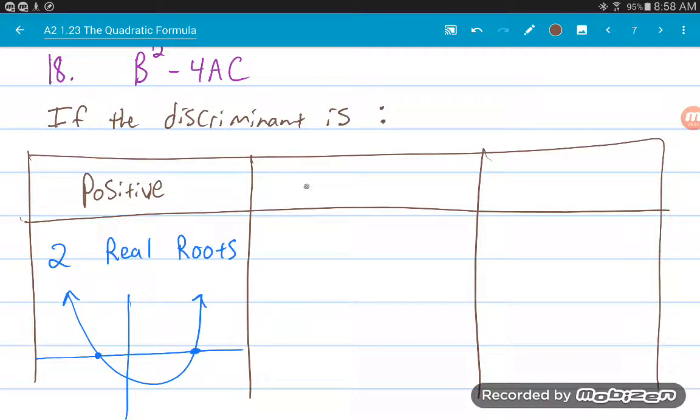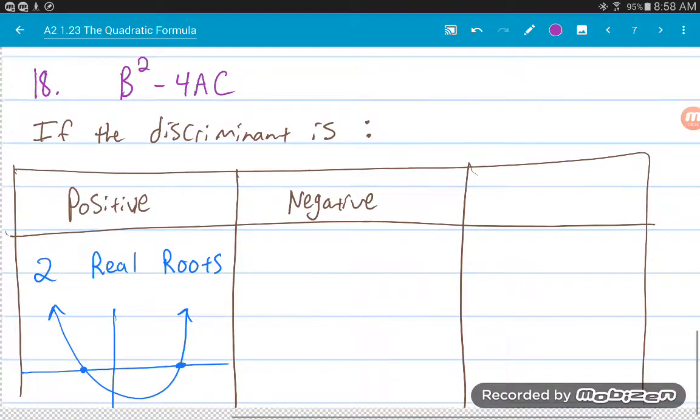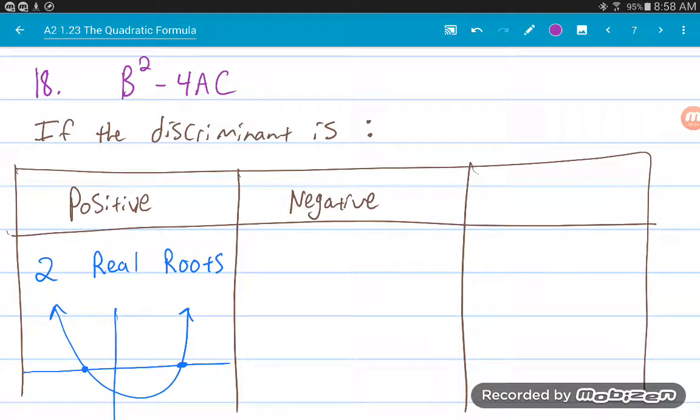Another option is it could be negative. Now, I'm going to explain this verbally. If the discriminant is negative, you get the square root of a negative number, right? Because the discriminant is under the square root in the formula. So we just learned yesterday, we wrote it in our notes, that the square root of a negative number is imaginary. So what we get out of this is 2 imaginary roots.